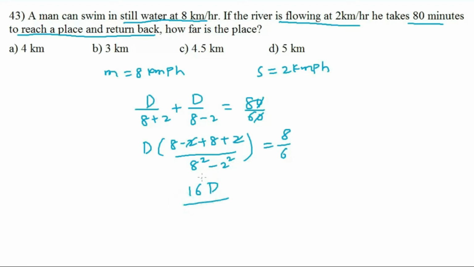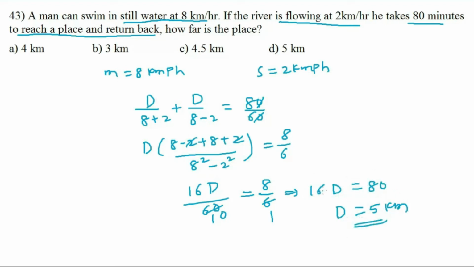16D divided by 8 square is 64 minus 4, 60, equals 8 by 6. 16D equals 8 into 10, 80. 16D equals 80. So D is equal to 5 kilometers. Distance is 5 kilometers. Option D.